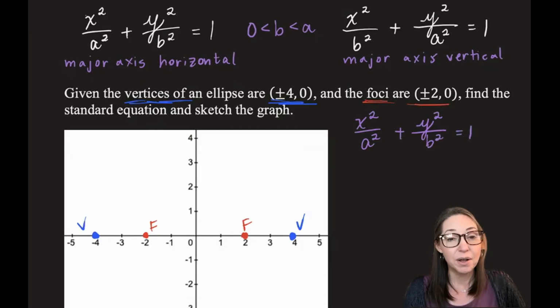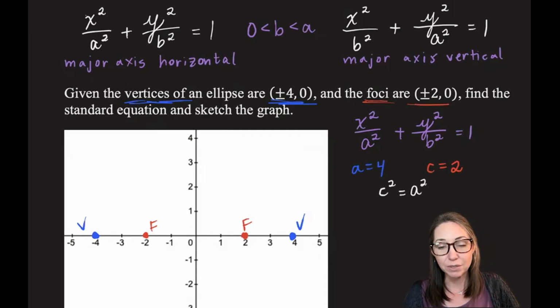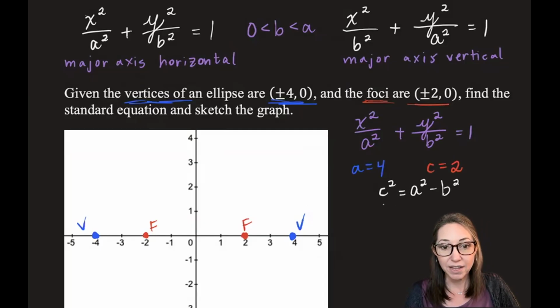So we can now use the given a. The a value is always the number of the vertex. That's the distance from the center over to the vertex, which is given to be 4, right? So we are given that a is 4, and c is the focus, right? So c is the distance from the center to either focus, so c is 2, and we can use the special equation which we derived in an earlier video, which says that c squared is equal to a squared minus b squared. And we can use that to solve for b so that we can write the equation and then sketch the graph.